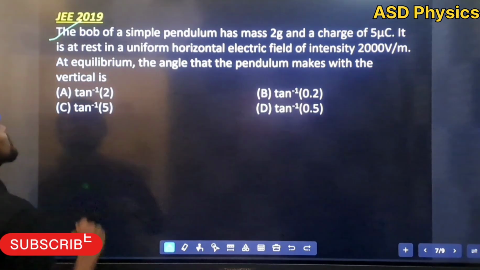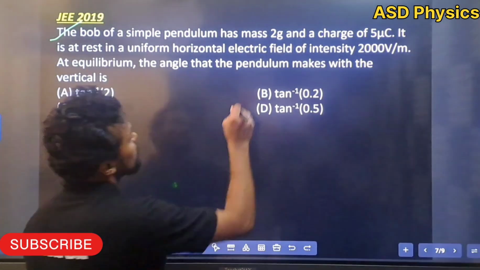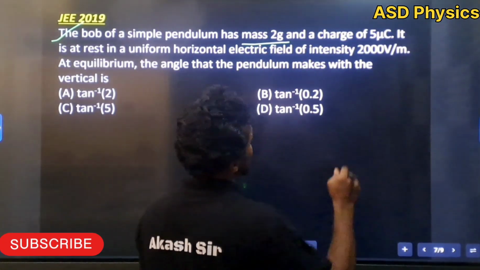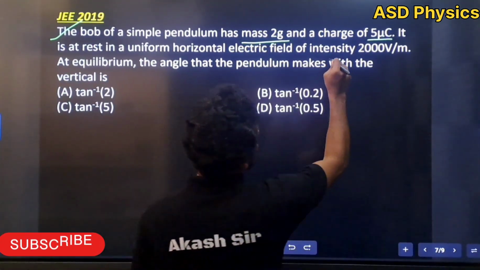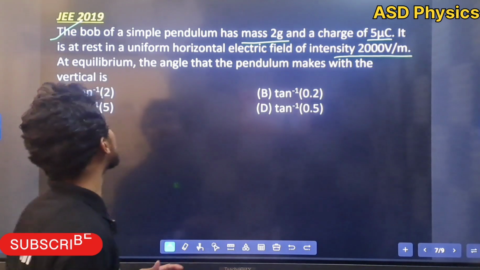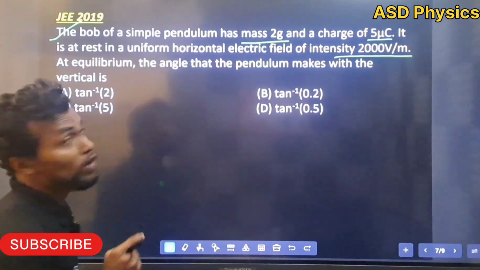Next one, students, a JEE 2019 question. The bob of a simple pendulum has mass 2 gram and a charge of 5 microcoulomb. It is at rest in a uniform horizontal electric field of intensity 2000 volt per meter. At equilibrium, the angle that the pendulum makes with the vertical is how much, students?